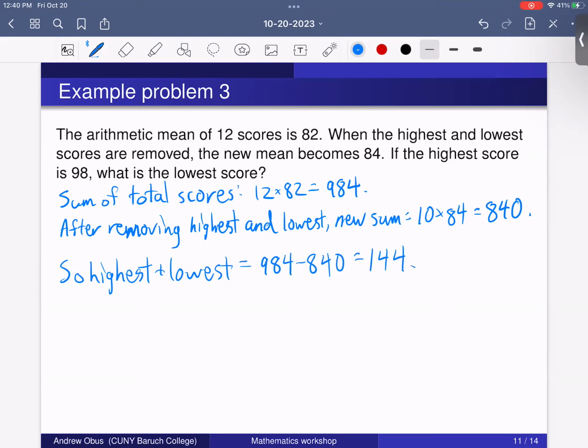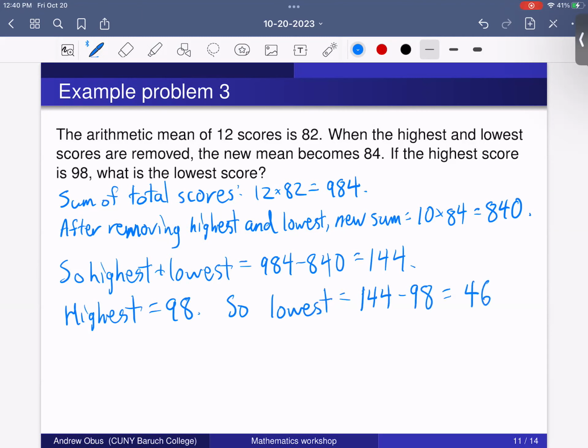Okay, great. So Daman, do you want to finish it up? Yeah. To get the lowest, 98. I mean 144 minus 98. Great. So the lowest, right. The highest plus the lowest is equal to 144, and the highest is 98. So the lowest, right, 144 minus 98 is going to be 46. 46. Perfect. All right.